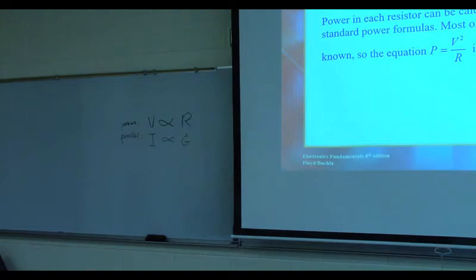Okay, electric power. In a parallel circuit, to calculate the power, although we have 3 formulas, VI, V squared over R, and current squared times R, maybe the better way is to use V squared over R. Can you see why?